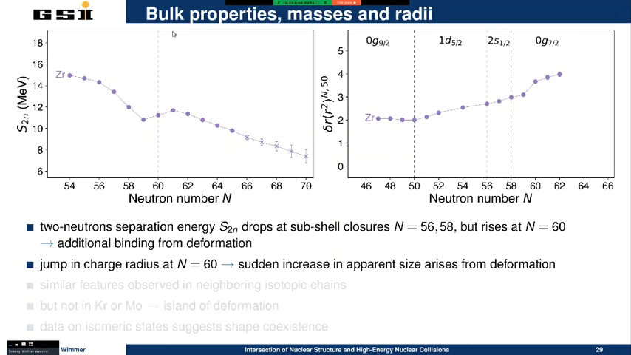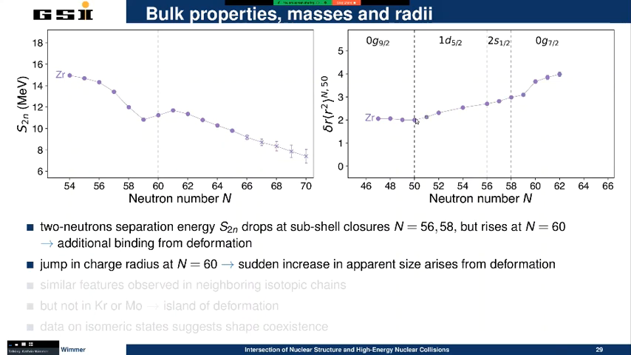As I said, in this region around mass 100, there's lots of exciting things happening, and there's lots of signs of sudden onset of deformation. This is shown here as a function of the neutron number: on the left side, the 2 neutron separation energy, and on the right side, the charge radius. And what is indicated here is neutron number 60. On the right side, I show the expected filling of orbitals according to the shell model.